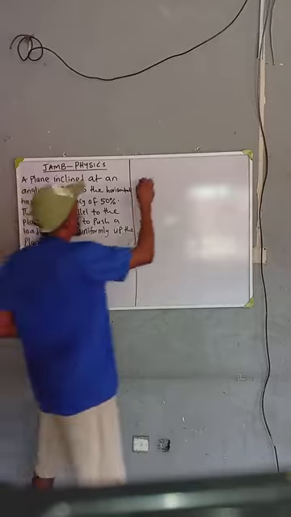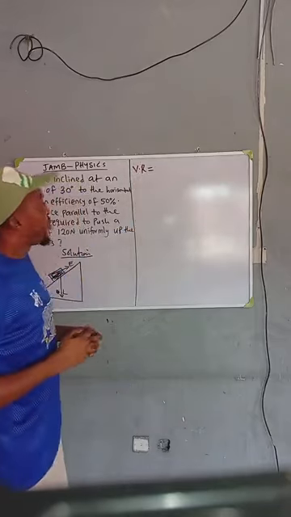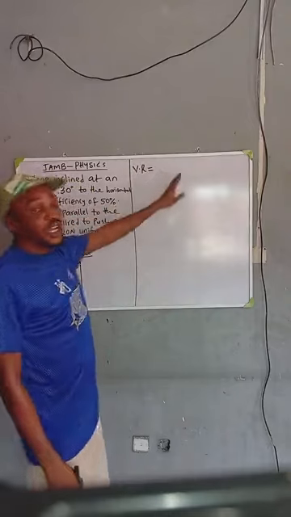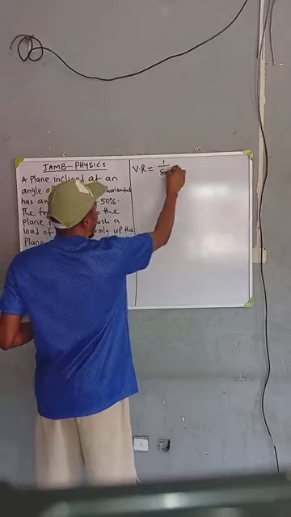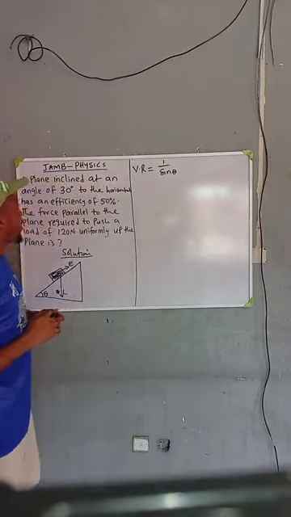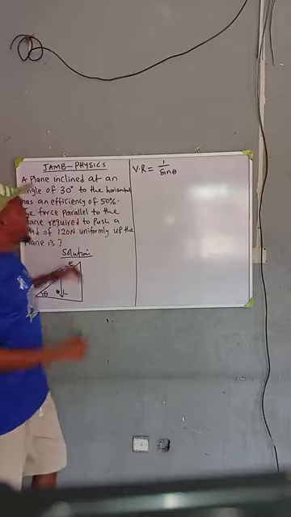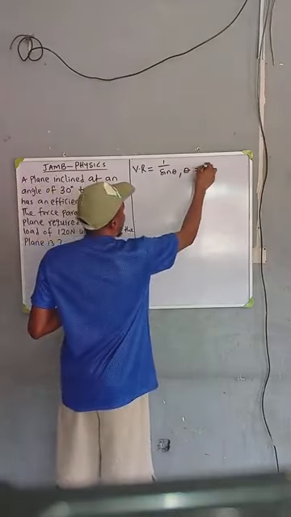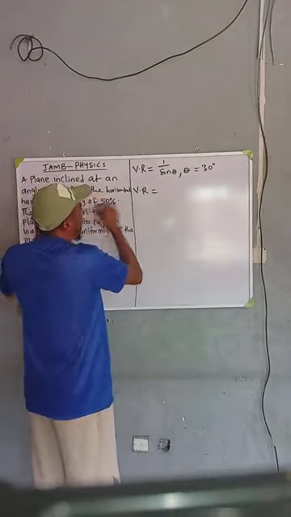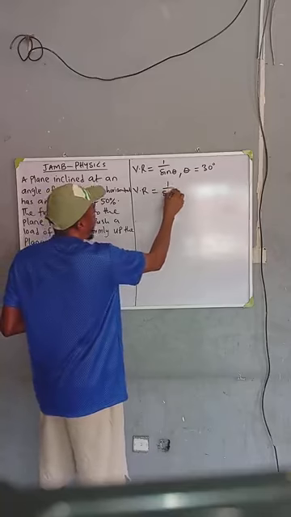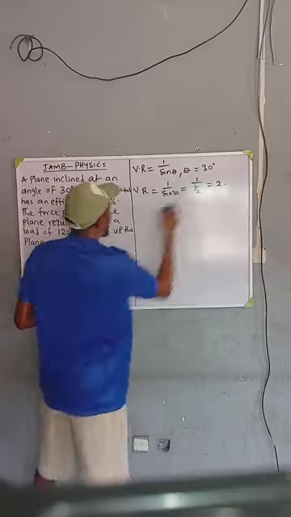Then we define the velocity ratio, which is the distance moved by the effort over the distance moved by the load, as 1 divided by sine theta. Here, it's quite simple. What you're looking for is the angle. Theta is given as 30 degrees. So the velocity ratio of this particular inclined plane will be 1 divided by sine 30, which is 1 divided by half, which is 2.